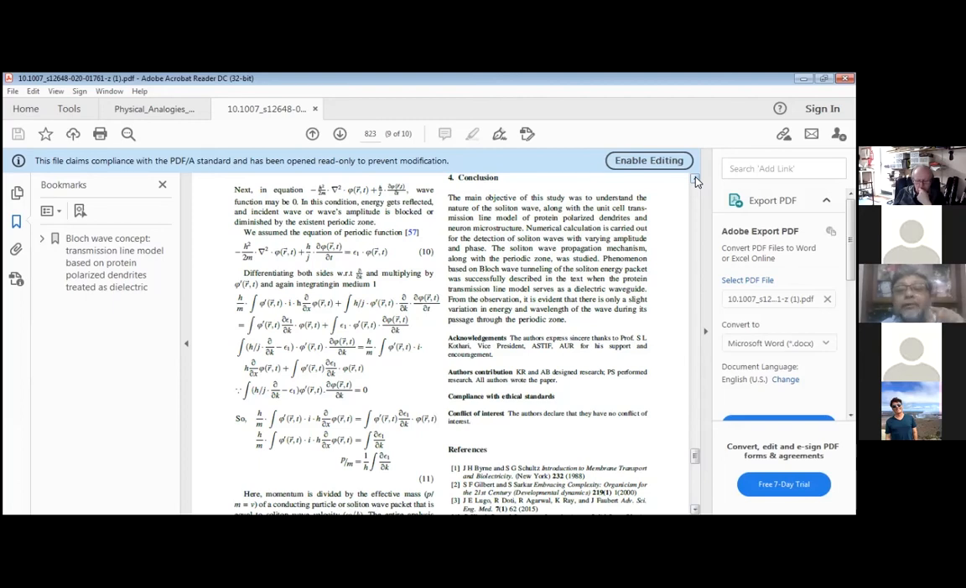The phenomenon based on Bloch wave tunneling of the soliton energy packet was successfully described in the test when the protein transmission line model serves as a dielectric waveguide. From the observation, it is evident that there is only a slight variation in energy and wavelength of the wave during its passage through the periodic zone.